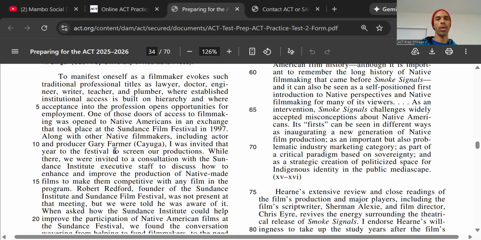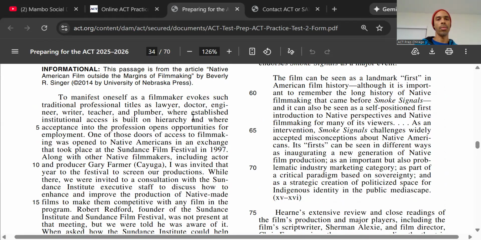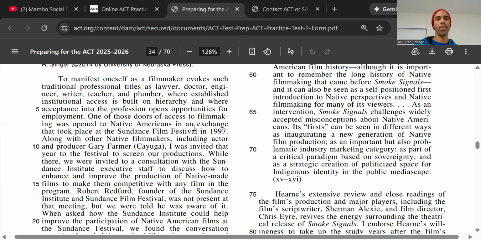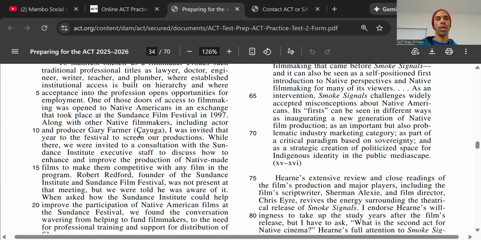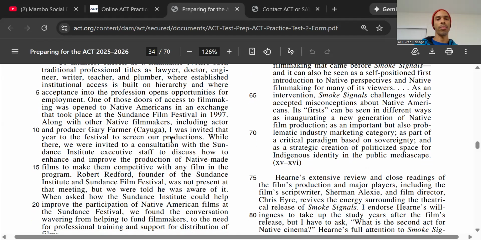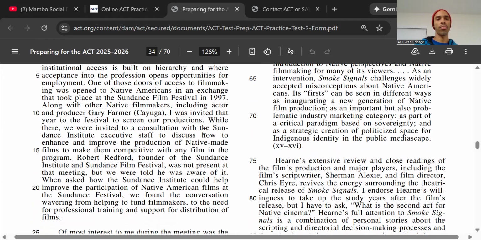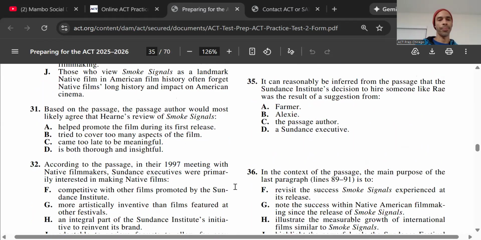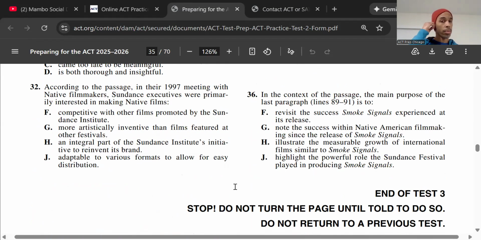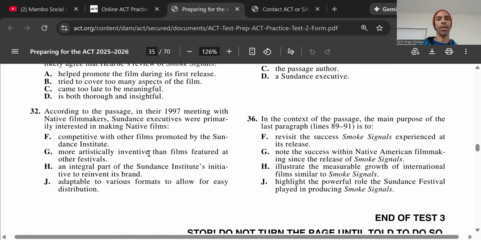When they talked about one of those doors, it exits to filmmakers, an open Native American exchange that took place at the Sundance Film Festival. I was invited that year to the festival. While we were there, they were invited to a consultation with Sundance Festival staff to discuss how to enhance and improve the production of Native American films to make them competitive, here it is, with any film in the program. Perfect. Word for word, competitive with other films promoted by Sundance staff.